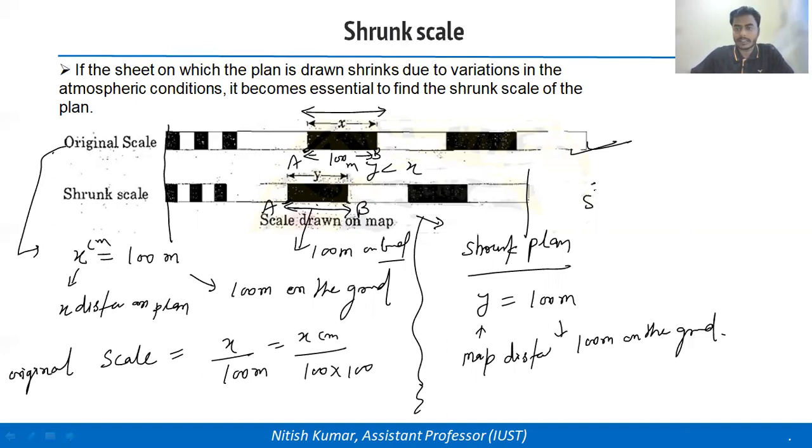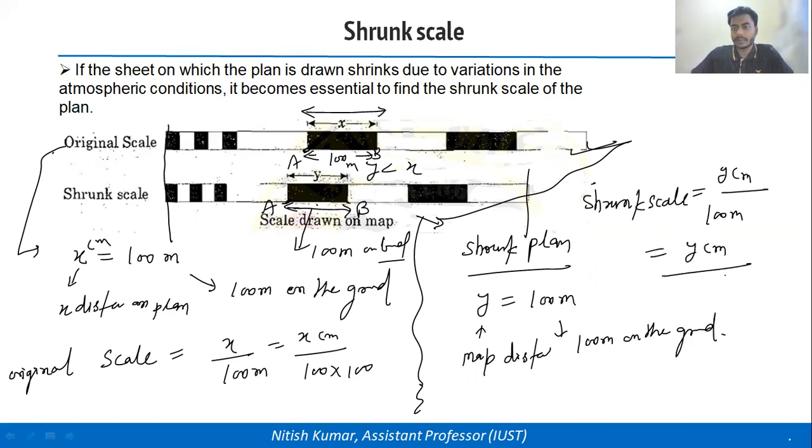Now we can calculate the scale here, so that we can say this is the shrunk scale. Shrunk scale will be map distance divided by ground distance. So here map distance is y centimeter divided by 100 meter. Also we can write centimeter divided by 100 centimeter.